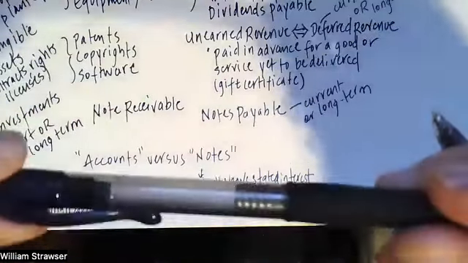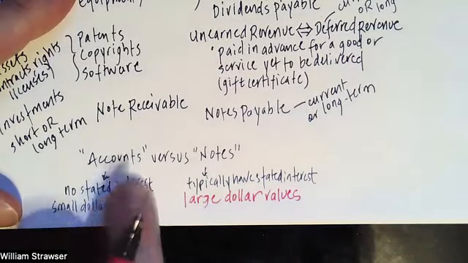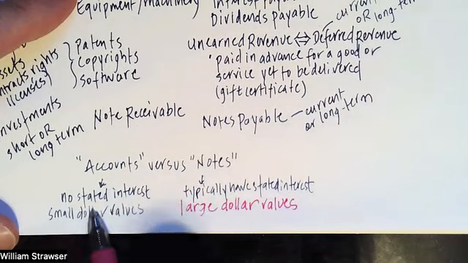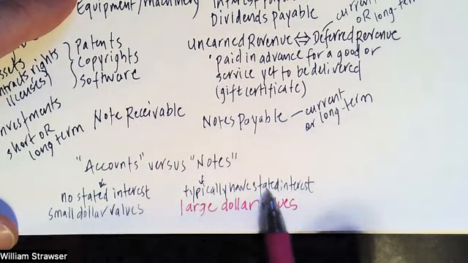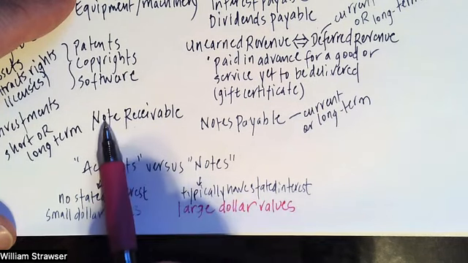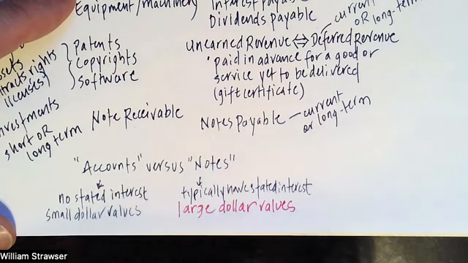That's my favorite color. But anyway, so large dollar values, stated interest, no stated interest, small dollar values. So, you know, we're thinking about inventory or customers buying things from us, right? Here we're thinking about taking out a loan from a bank, or if we're the people lending the money to somebody, then we have a note receivable if we're the lender. If we're the borrower, we have a note payable, right? So those are the distinctions between the two of these.